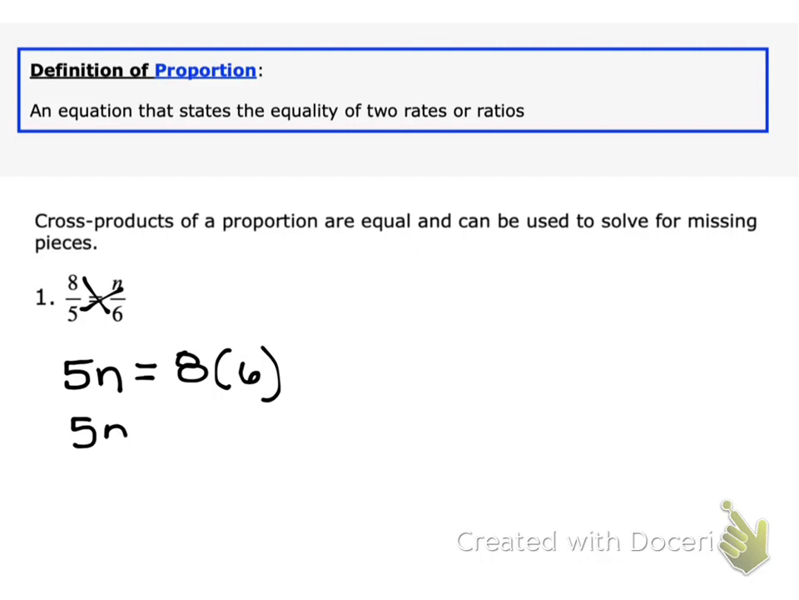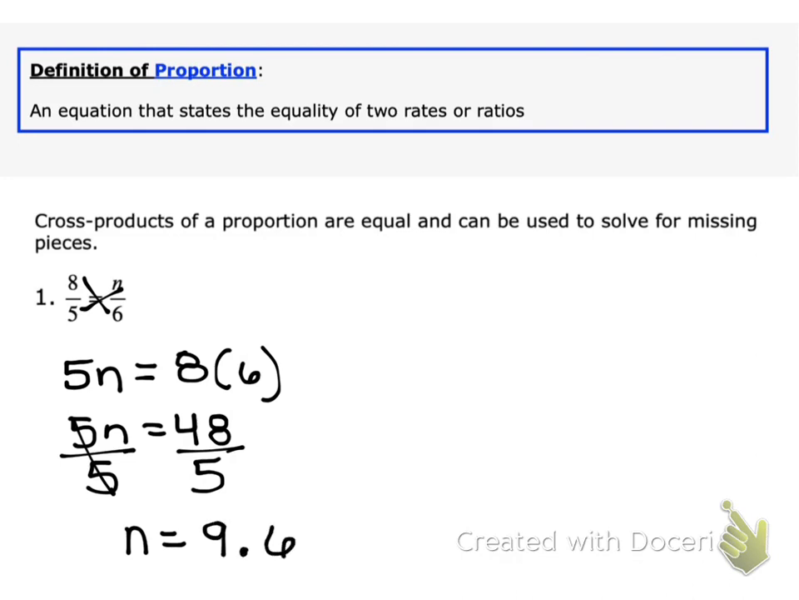So 5n equals 48. Then we're going to divide by 5. And I think your homework will tell you, I think I have it rounding to the hundredths place, but just make sure you read the directions on that and round accordingly if necessary. So this would be 9.6.